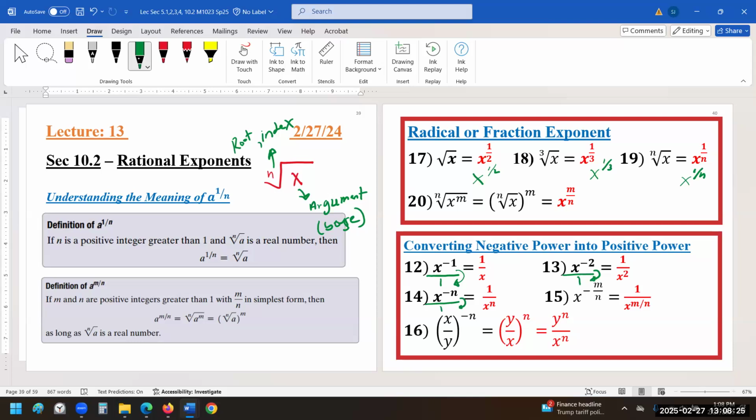Similarly here, it doesn't matter what your power is. It can be a fraction, it can be a whole number, it could be anything. In order to get rid of the negative sign, all you have to do is put 1 over the exact same thing with a positive sign.